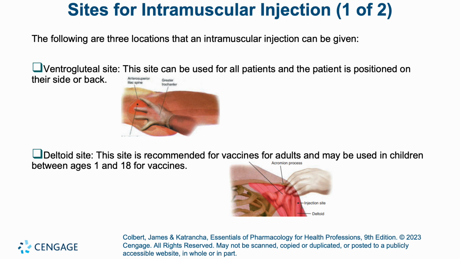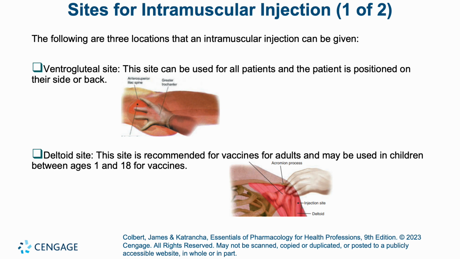The next site is the deltoid site. This site is recommended for vaccines in adults and may be used in children between ages 1 and 18 for vaccinations. And for this one, you are going to feel for the acromion process and then the deltoid muscle, which is quite a large muscle. And you are going to create a triangle with your 2 fingers pointing up towards that acromion process. And it's a nice beefy muscle on most people. And so this one is a much more popular one and one that you're more familiar with if you've gotten vaccines or you've seen vaccines being given.